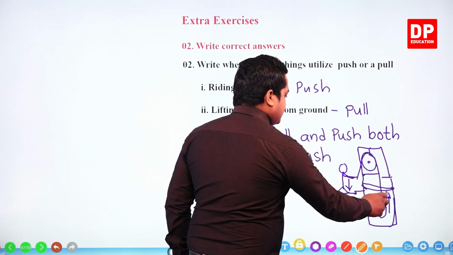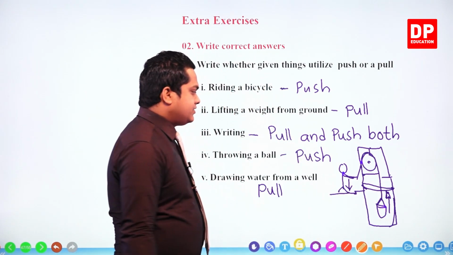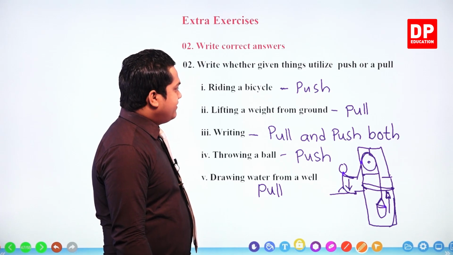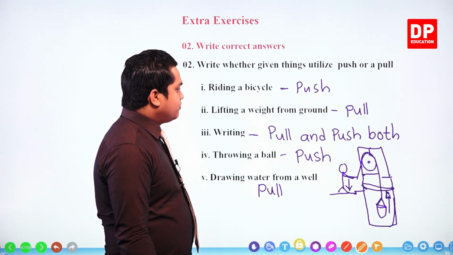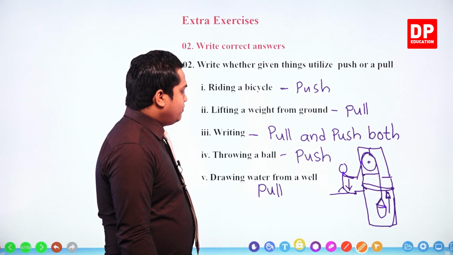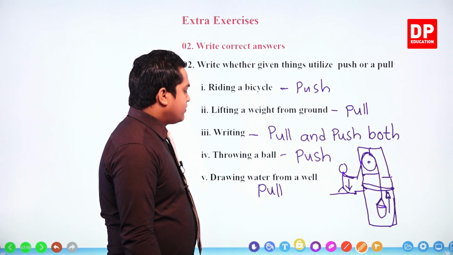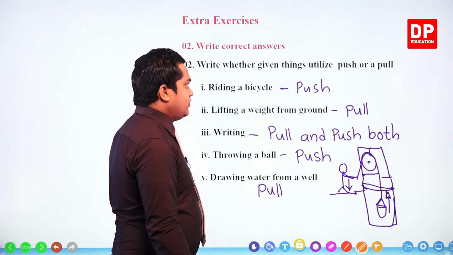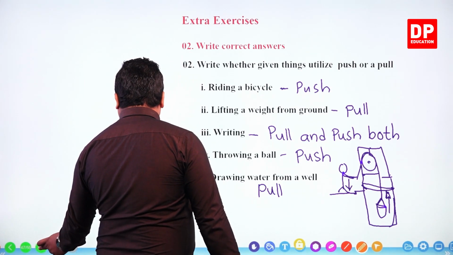So these are the answers for the second question, my dear children. Riding a bicycle is a push, lifting a weight, pull, writing, both push and pull, throwing a ball, push, and finally drawing water from a well, a pull. Okay, so let's go for the next question.